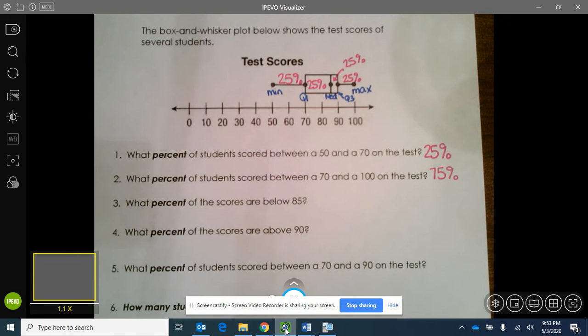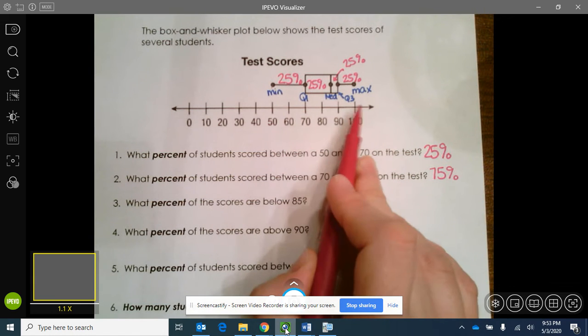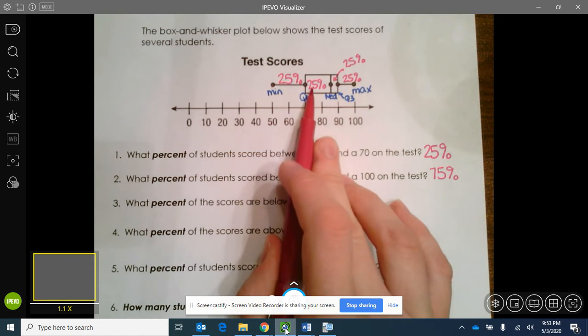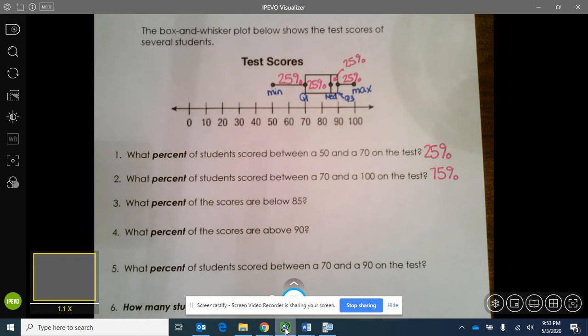So you're really looking at how many pieces of the box and whisker plot are contained between those two numbers that they give you. So between 70 and 100, there are 3 pieces of our box and whisker plot. If each piece is 25%, that means 75%.